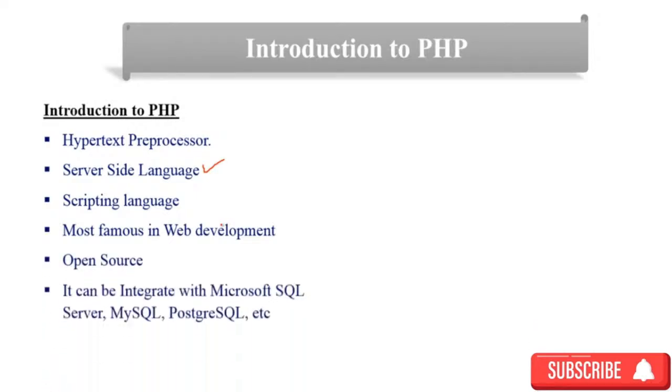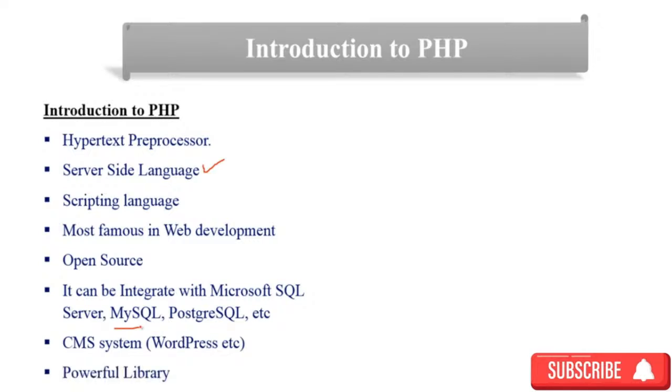Another is that it can be integrated with different types of databases, for example Microsoft SQL Server, MySQL, PostgreSQL. Most of the time we use MySQL. So you can integrate PHP with a database to store different types of data using PHP. CMS systems you can also create using PHP. You know that WordPress is a very famous CMS system written in PHP. Also Joomla and Drupal are developed with PHP.